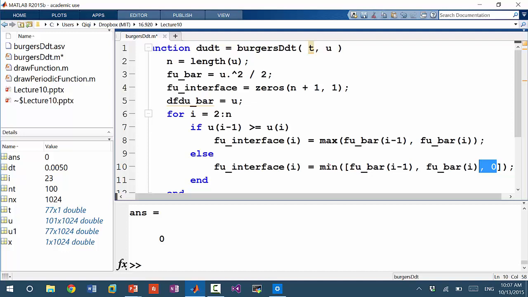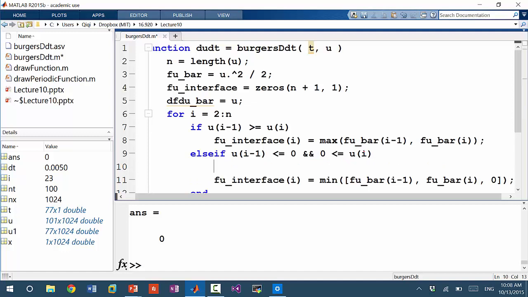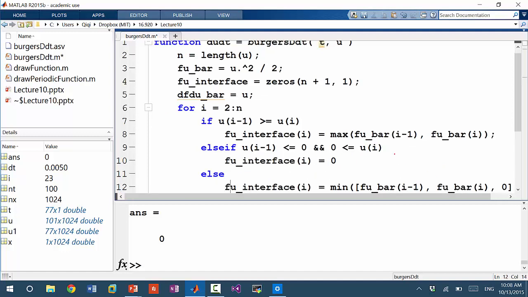What I should do is, else if u_{i-1} is less or equal to zero and zero is less or equal to u_i, then f hat at interface i is equal to zero, else this is equal to the minimum of this and that. Okay, is that right?